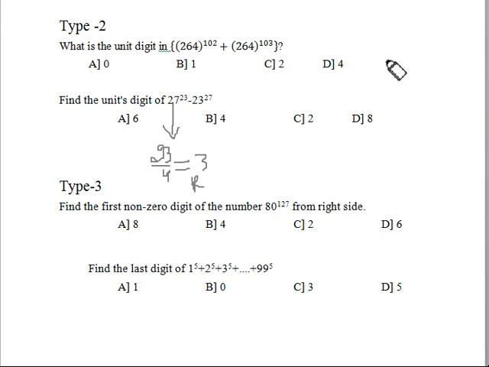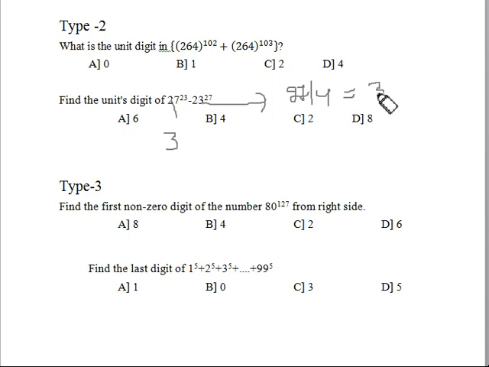So 7 into 7, 9. 9 into 7, 63, so 3. So 3 is the third digit in the cycle of 7. So we'll write here 3. From here we are getting 3. From here, 23 raised to power 27. So 3 raised to power 27, the cyclicity of 3 is 4. So 27 by 4, remainder is again 3. So if the remainder is 3, take the third number in the cycle of 3. So 3, then I'll write 9, then I'll write 7. So 3 minus 7 is the answer.